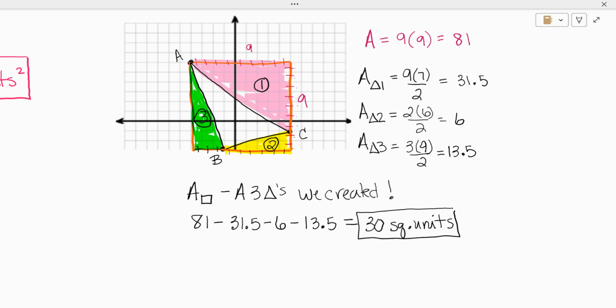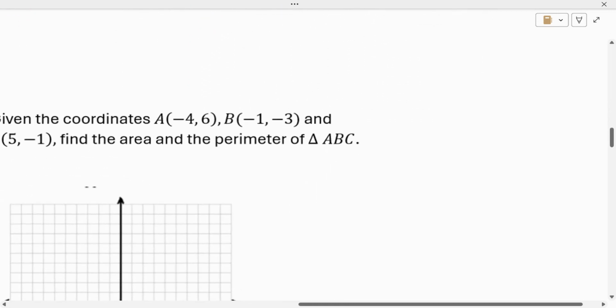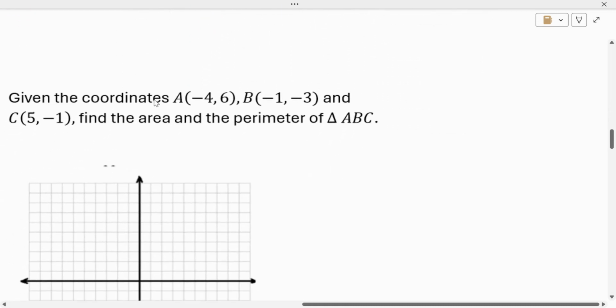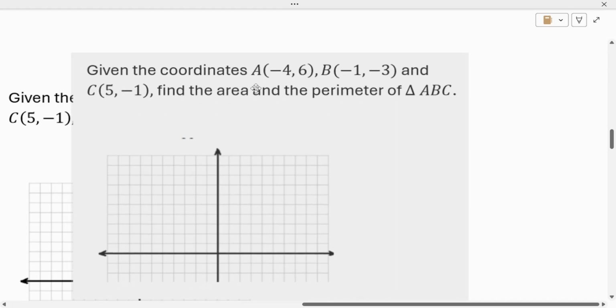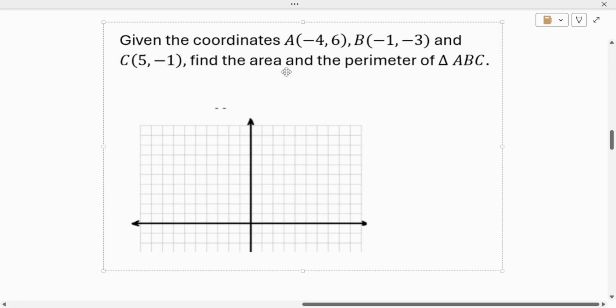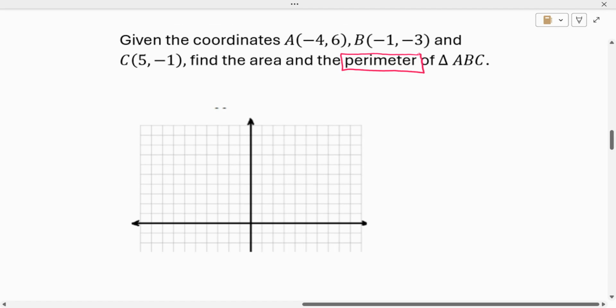How are we feeling? Is this making sense? Okay, so what do we have to calculate next of this same shape? The perimeter. We got to do the perimeter, okay? So I want you guys to plot these points on your graph paper. The coordinates you have, so plot these on your graph paper and we're going to calculate the perimeter.